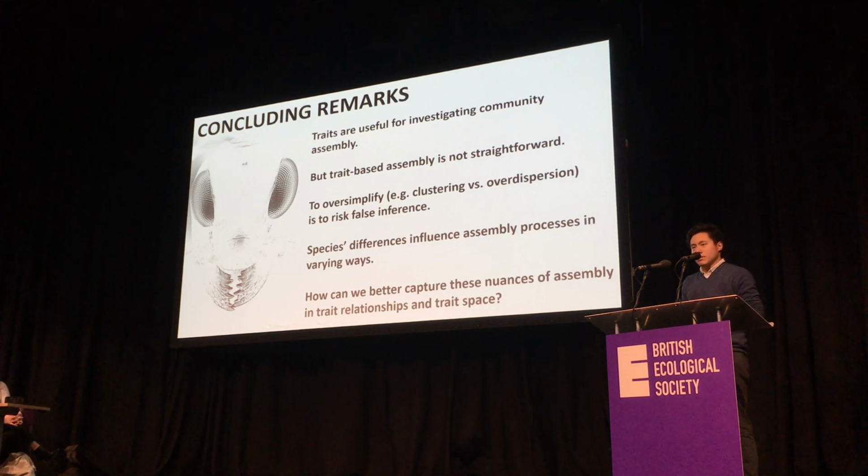And if we oversimplify, and if we just look at community-wide patterns in trait space without looking at pairs or finer scales, and if we just look at patterns such as clustering or over-dispersion to infer dominant assembly processes, we might risk drawing false inferences. And this is because species differences influence assembly processes in varying ways, depending on which species you are and the particular trait relationships, in terms of absolute dissimilarities and competitive differences, between you and the other species. That can change the way in which you're found in the same community, the assembly process which accounts for your co-occurrence. And so what I want to think about more from this work is how can we better capture these nuances of assembly processes in trait relationships between pairs as well as multi-dimensional trait space.